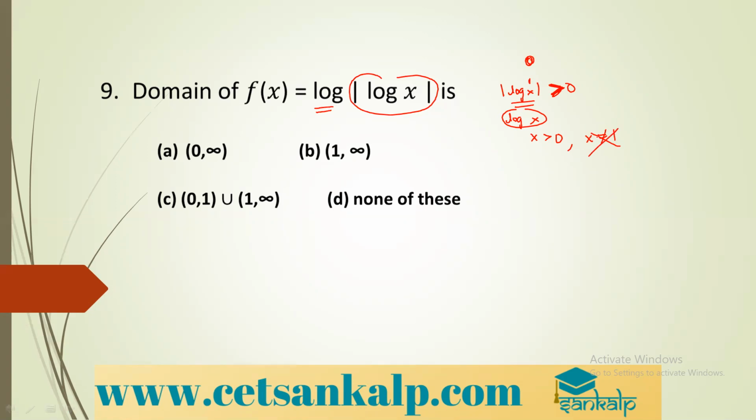I hope it is clear. X should not be 1, because if x is 1, log 1 you will get 0, whereas it has to be greater than 0. So don't take x as 1. Take x greater than 0. So when you take greater than 0, means you will take 0 to 1, because you are not taking 1, and after 1, up to infinity. So in between 0 and infinity, 1 is not taken. So the option will be option C.